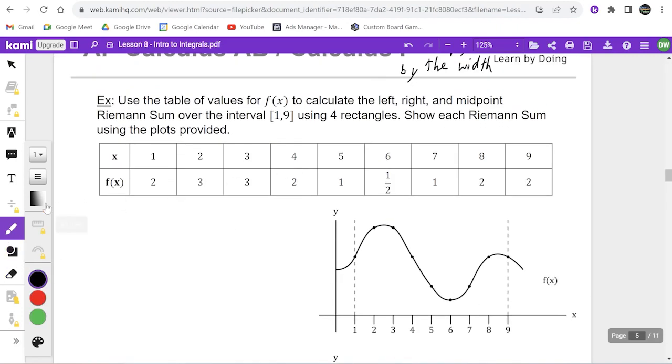So for the first example here, you'll notice it's a table of values. Does it matter that it's a table versus an actual function? No, it doesn't. In my opinion, the table's a little easier than the function. You'll see why. It's less work. But here's what I'm going to do.